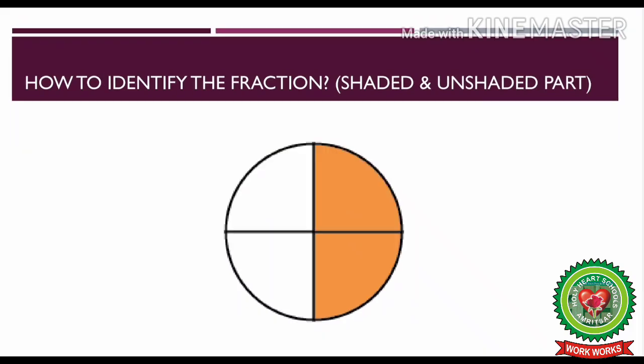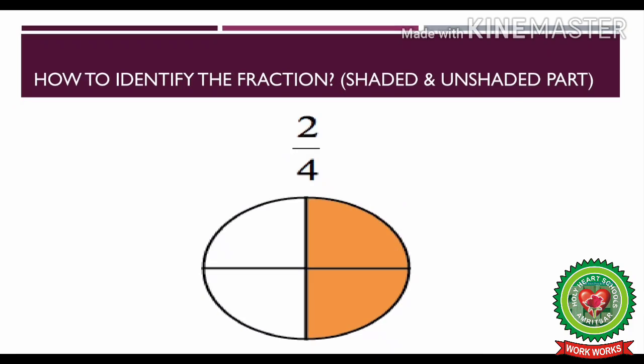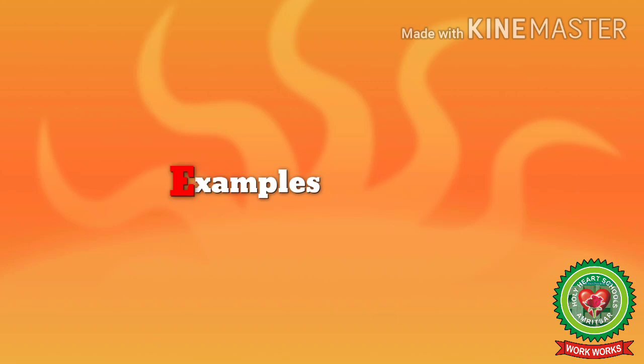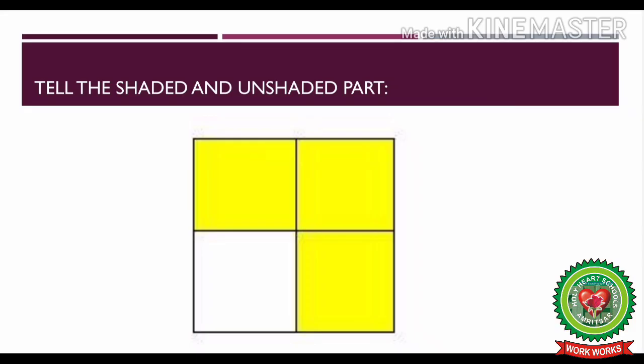Now, look at this circle. This circle has been divided into 4 equal parts and 2 parts have been shaded. So, we can write it as 2 upon 4. That means the total number of parts is 4 and how many parts are shaded? That is 2. Let's discuss some more examples.